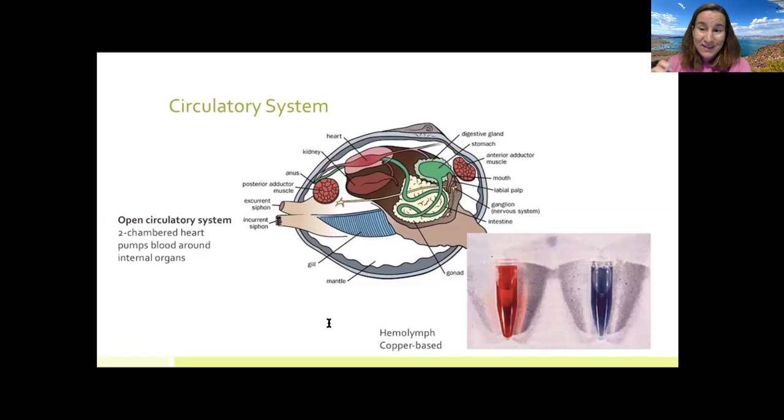So their blood does not look red like ours does. It doesn't reflect back as red like ours does because of the iron. Their blood is going to look blue because of the copper that the oxygen binds to instead of iron like ours. So kind of a cool factoid of theirs.